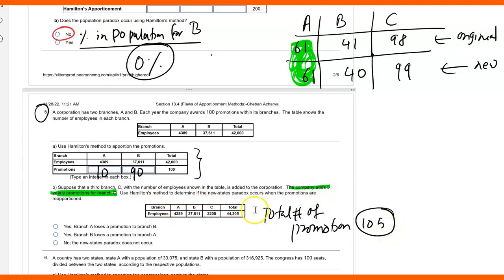Now let's do the Hamilton again for this table with 3 groups A, B, C, with new group C. For 105 promotions, you get this. A is going to have 11 promotions, B is going to have 89 promotions, C is going to have 5 promotions. Notice the 5 promotions for C.